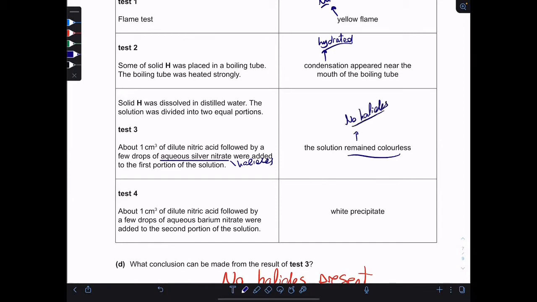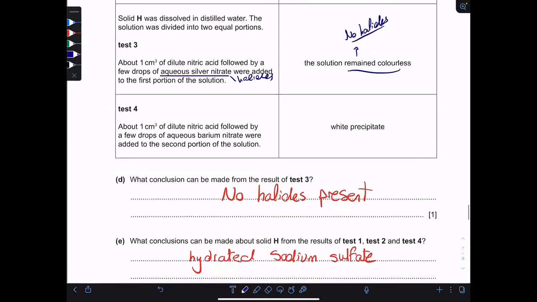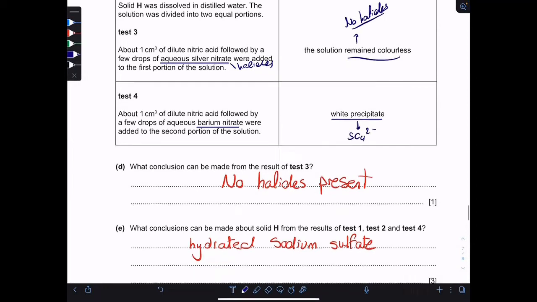No halides, nothing happened. Test 4, he added nitric acid followed by barium nitrate. White precipitate was formed. This is the test for sulfate, so we have sodium and sulfate.